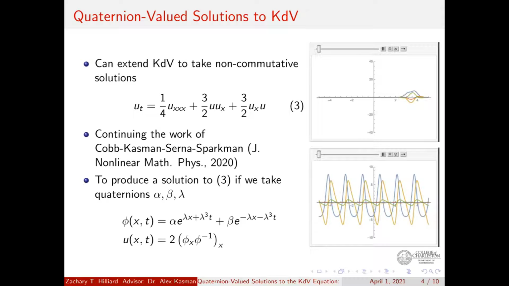And one of the biggest things that they found was that you can actually produce solutions to QKDV by considering quaternion constants alpha, beta, and lambda, and then building up this function phi. Now, if you take phi and then you take its x derivative and its multiplicative inverse, define their product, and then multiply 2 times that product's x derivative, you actually end up with a solution to QKDV.